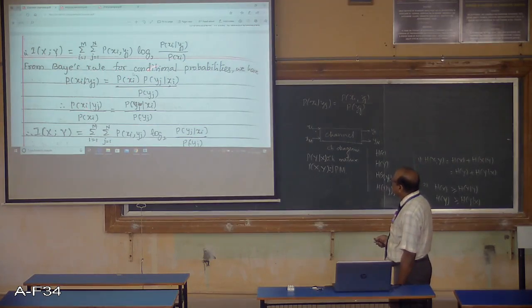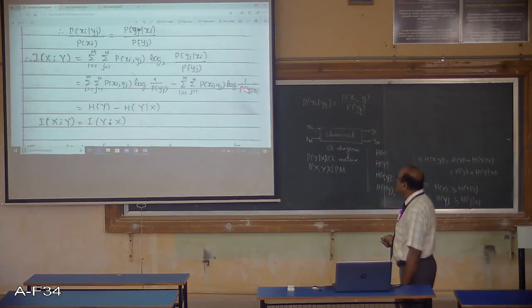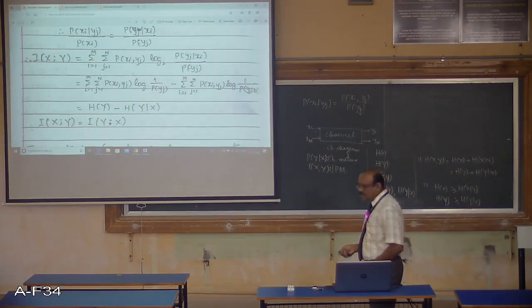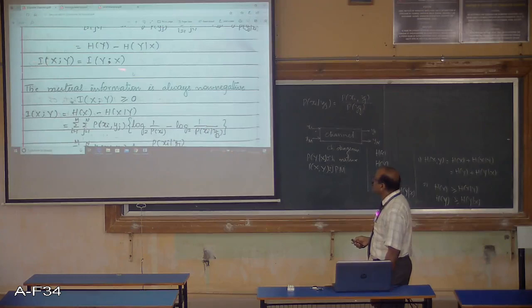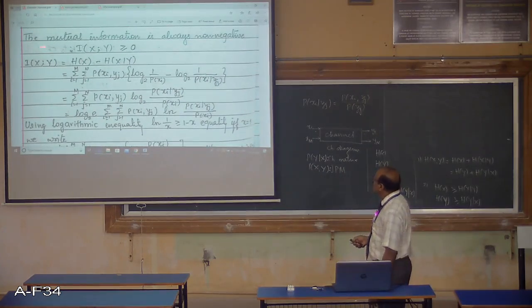So with that, this ratio can be represented by this, and again split this into two using log a by b as log a minus log b, and that is what is H of Y minus H of Y given X, and that is mutual information I of YX. So it is symmetric. Mutual information of a channel is always symmetric. Both are the same. Either we can take I of XY or I of YX. The second property is that mutual information is always non-negative.